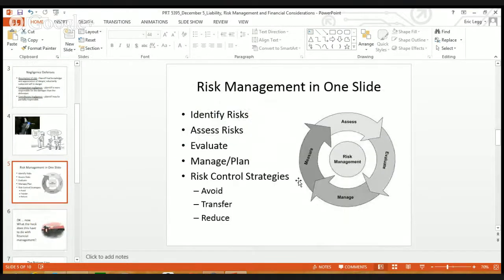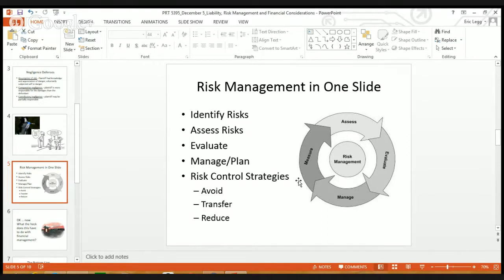Risk management, again, you talk a lot more about that in the liability class, but just really quickly, we often talk about the risk management process. You identify the risks. What are they? You assess them. How bad are they? You evaluate them. How bad are they, and what's the likelihood of them? And then you manage and plan for them.